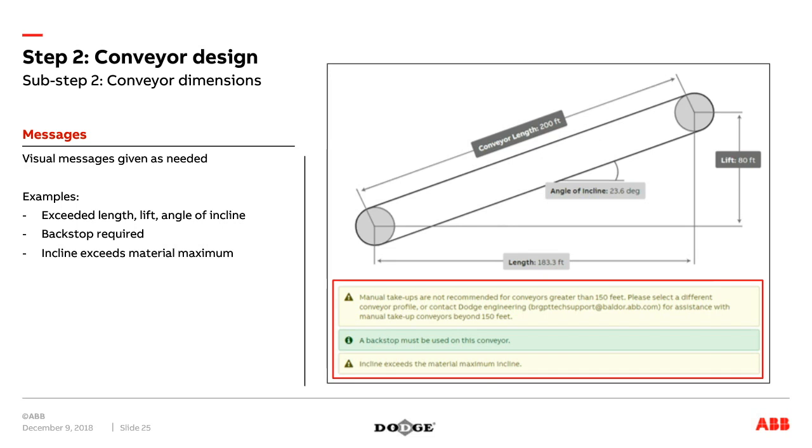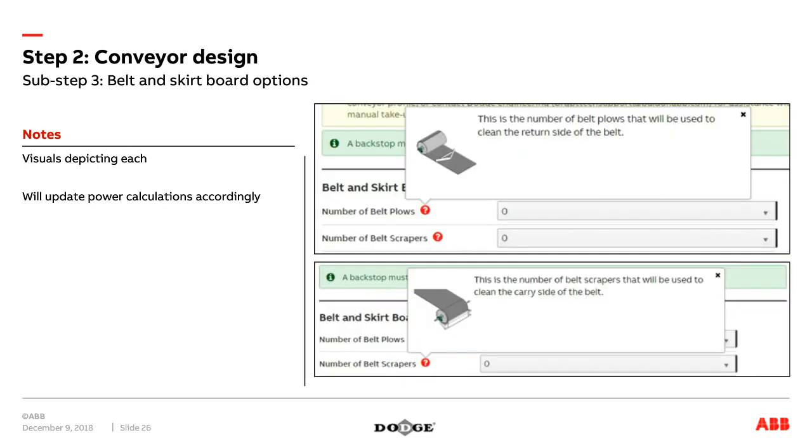The next piece would be belt and skirt board options. Again, you would click on the question mark if you're not exactly sure what a belt plow or a belt scraper is, and it can show you a quick picture of what that looks like. And so with that, you can determine the number of plows and scrapers, and obviously that's going to impact the power required in the application.